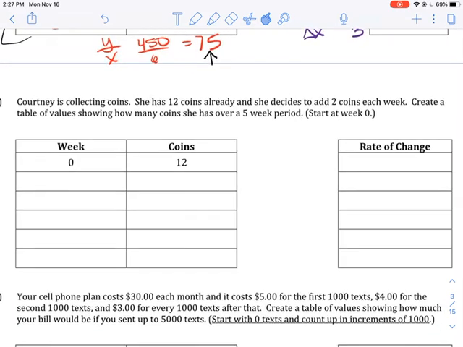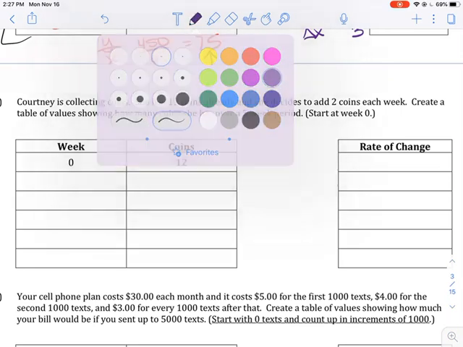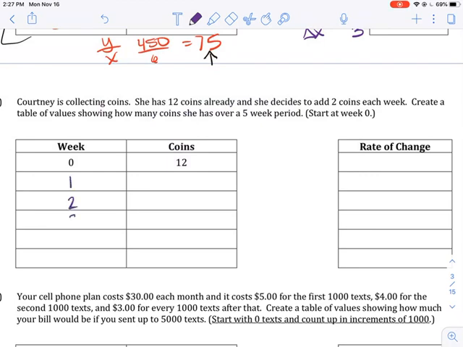Sometimes you have to make the table yourself. Courtney is collecting coins. She has 12 coins already, and she decides to add 2 coins each week. Create a table of values showing how many coins she has over a 5-week period. Start at week 0. It always starts at week 0. If it doesn't tell you a week to start with or a day to start with, start with 0, and then put the number that the person is starting with. All right, we are going to write 1, 2, 3, 4, 5 on this one because it said for 5 weeks. So that makes sense.